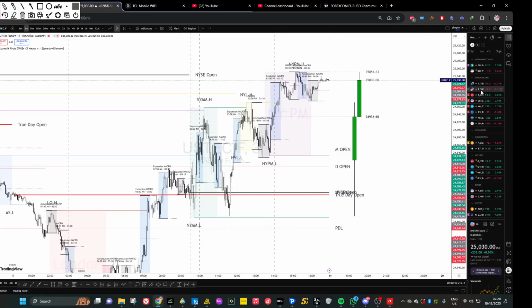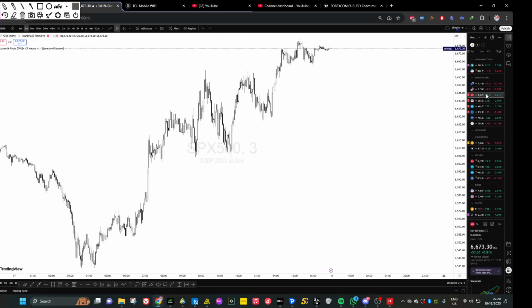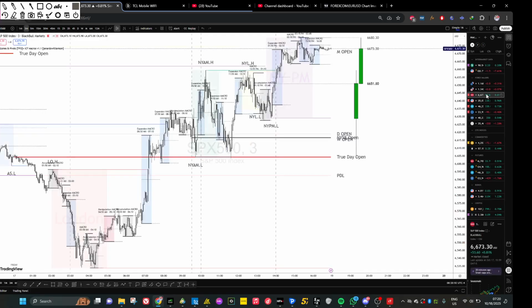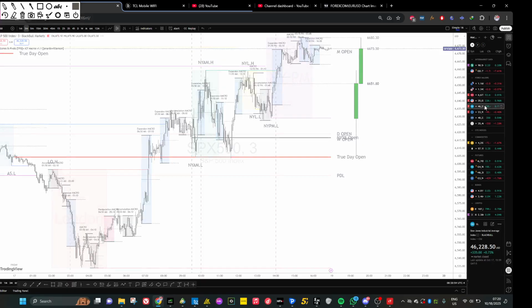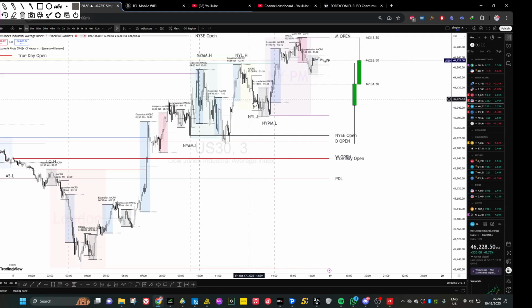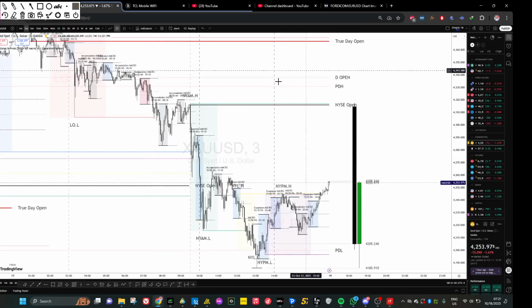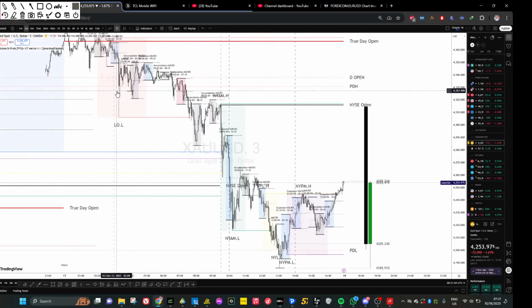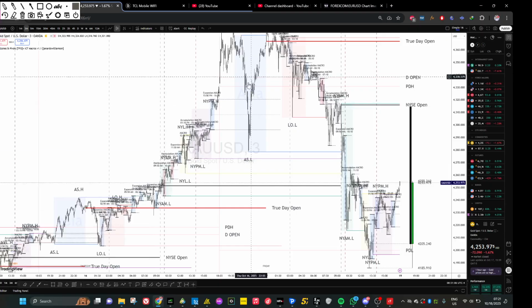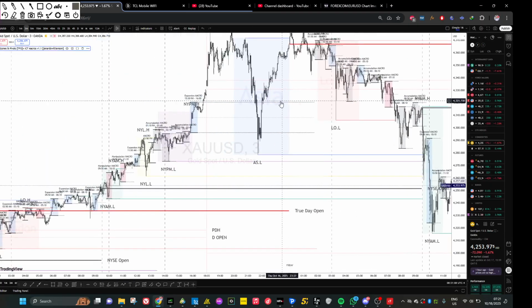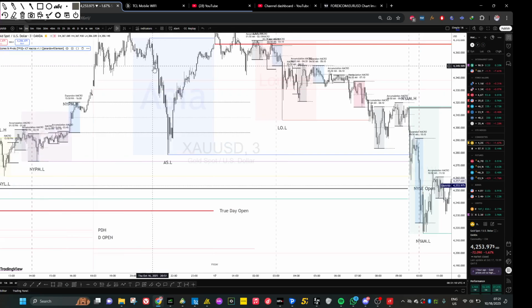I don't need to go over S&P 500 and US 30 because it's pretty much the same price action across all these pairs. And gold, we actually reversed. I think we ran out of steam and reversed. So I was looking at this.